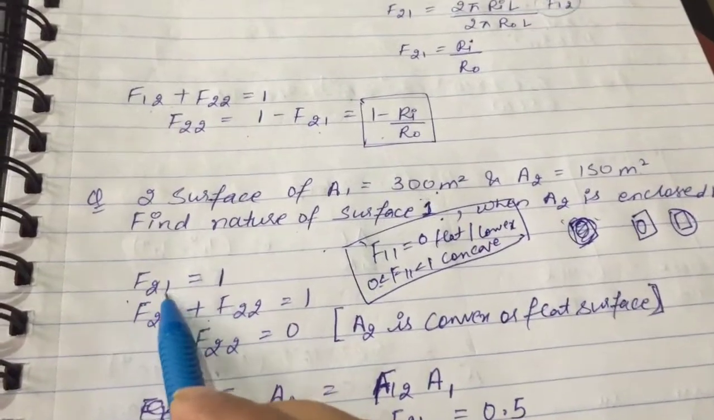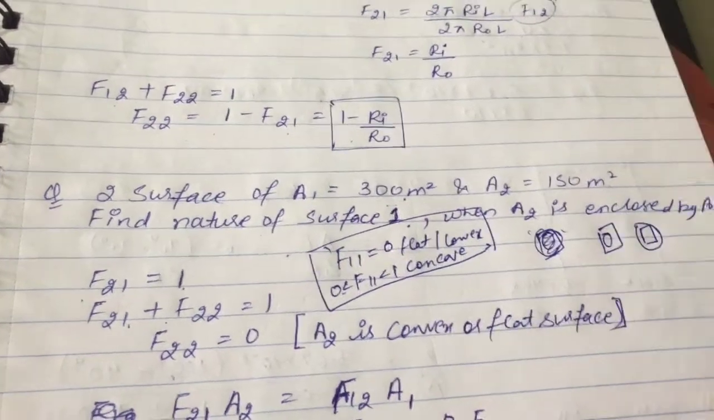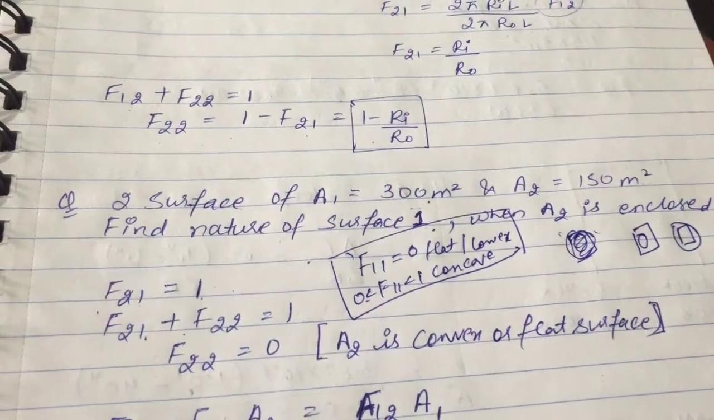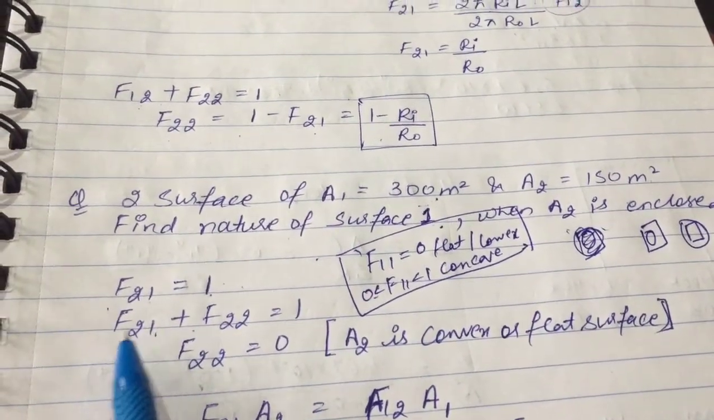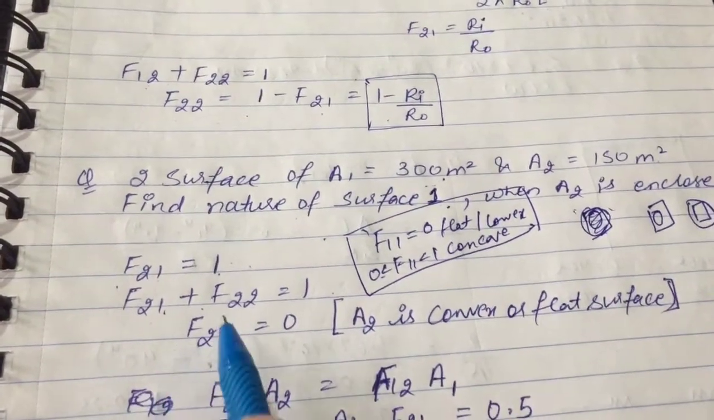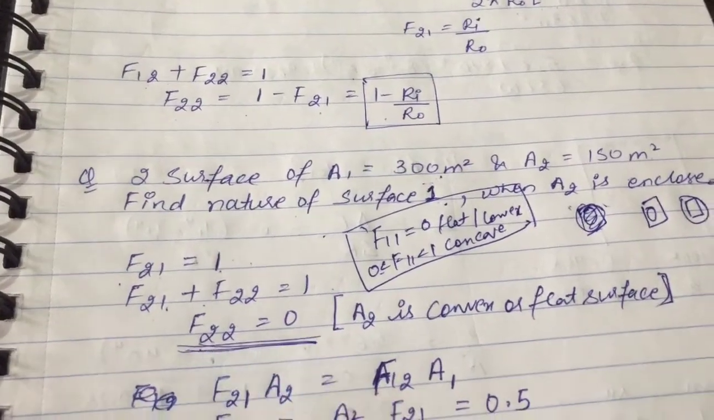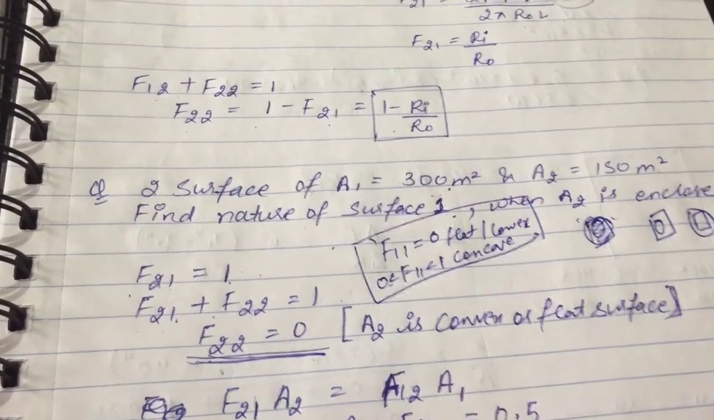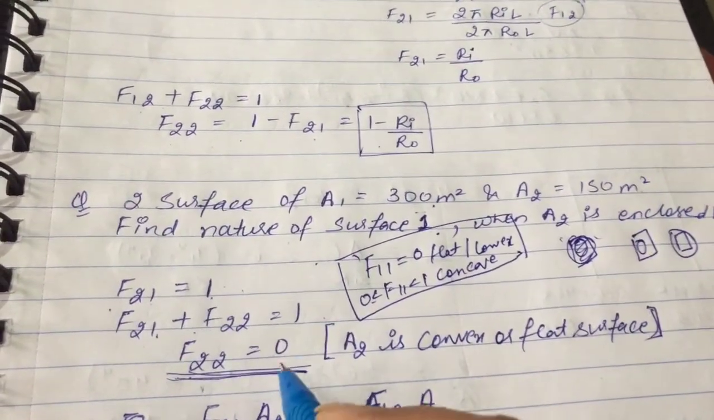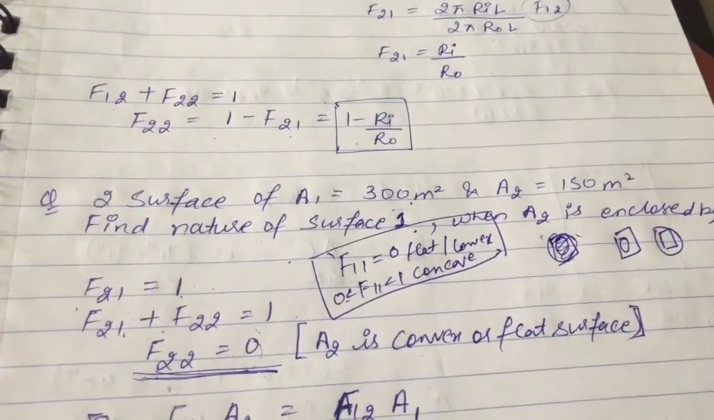We know that F21 would be equal to 0 because the second surface is enclosed within the first surface. From the summation law we know that F21 plus F22 is equal to 1, so from there we can say that F22 comes out to be 0. Now that F22 has come out to be 0, since area 2 is enclosed within area 1, the inner surface would either be convex or flat.